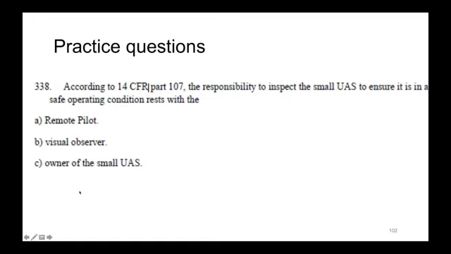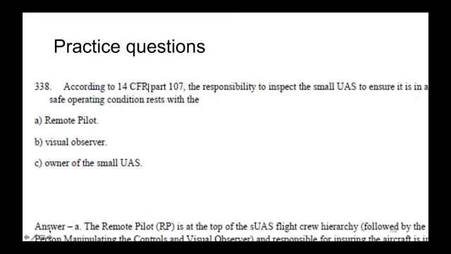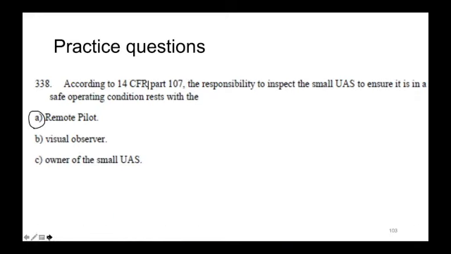According to Part 107, the responsibility to inspect the small UAS to ensure that it's in safe operating condition rests upon the remote pilot, visual observer, or the owner of the aircraft. Anybody have a guess? You're right. A is correct. Remote pilot.